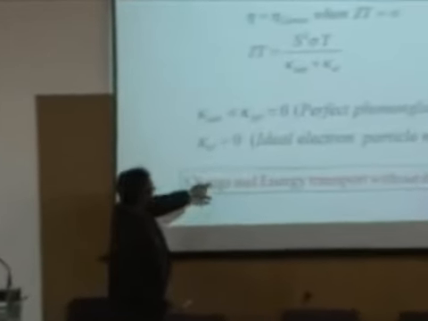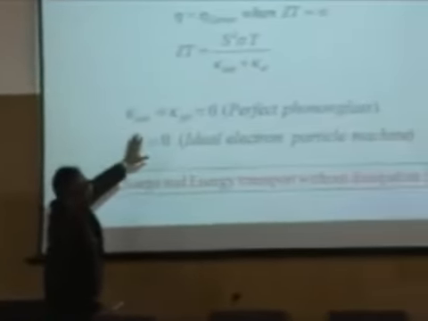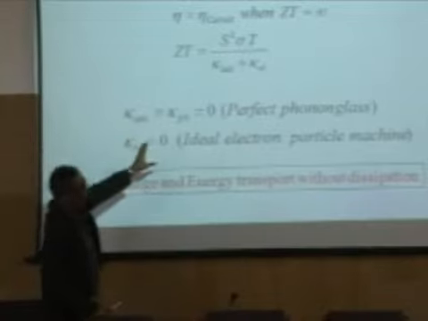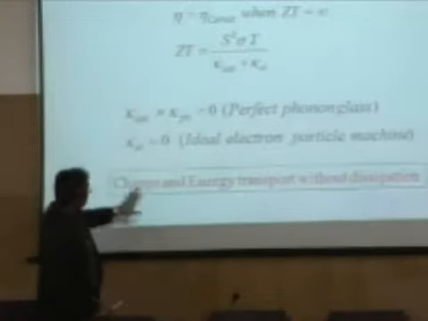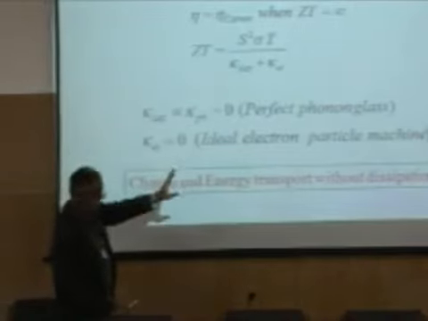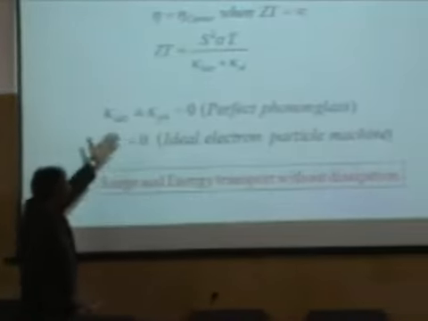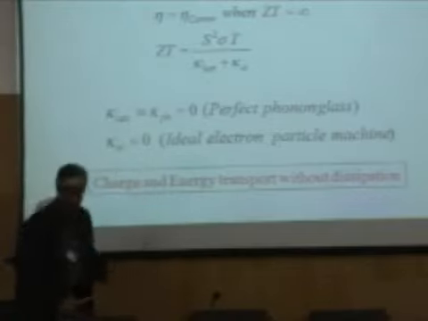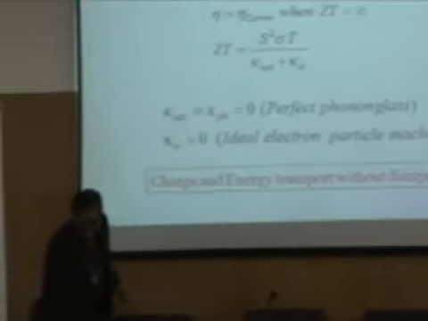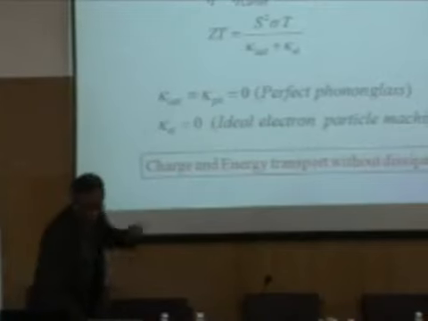So if I can switch off the lattice, so that it doesn't carry any heat, that dissipation path is gone. And then I make charge and energy transport without dissipation, and I have an infinite ZT. So the question is, what does this mean? How do I do this? Or what are the ideas involved? Okay, so what is the reality?